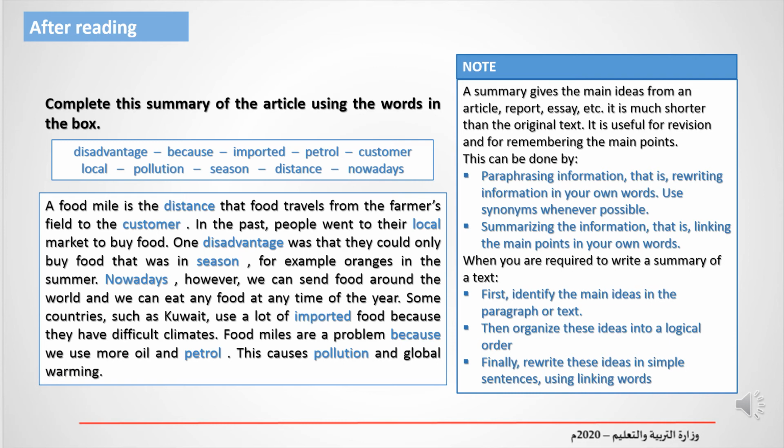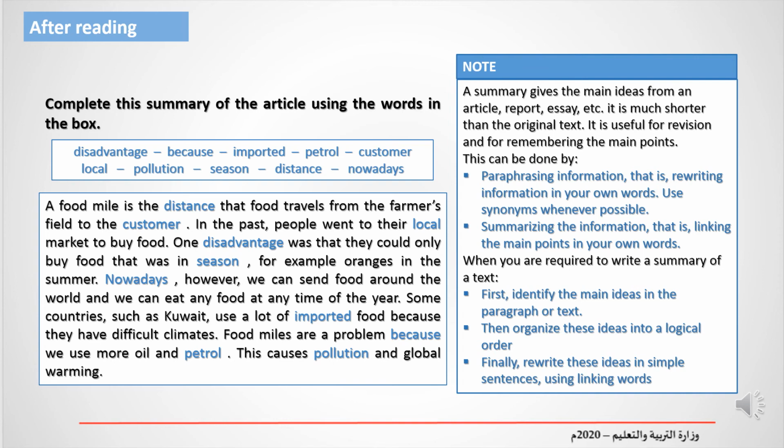It's useful for revision and for remembering the main points. This can be done by paraphrasing information, that is, rewriting information in your own words. Use synonyms whenever possible. And summarizing the information, that is, linking the main points in your own words.